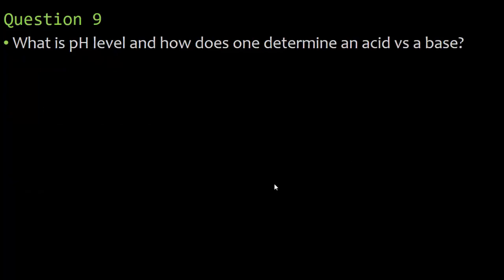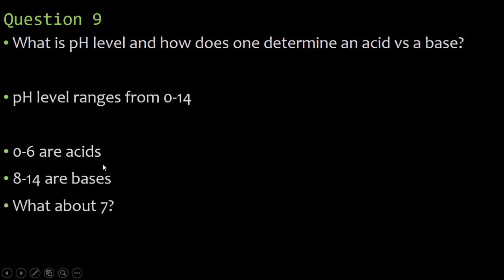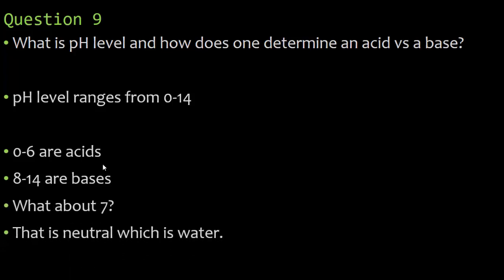All right, and the last one for this level, what is pH level and how does one determine an acid versus a base? Well, the pH level ranges from 0 to 14 and measures how acidic or how basic something is. So 0 to 6 are the acids. My strong acids are closer to 0. My weak acids are closer to 6. 8 to 14 are my bases. Closer to 14 are my strong bases. Closer to 8 are my weak bases. So why are my weak acids closer to 6 and my weak bases closer to 8? You may notice a number is missing here, and that is 7. And 7 is neutral, which is pure water.